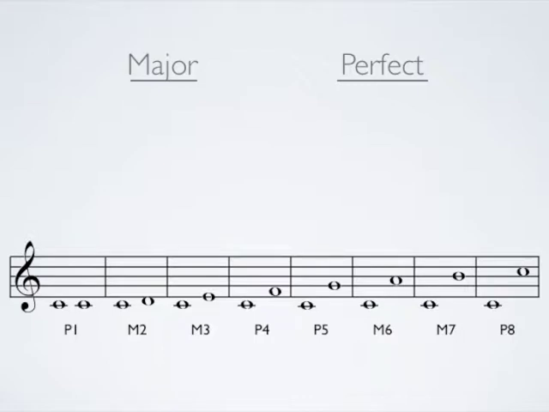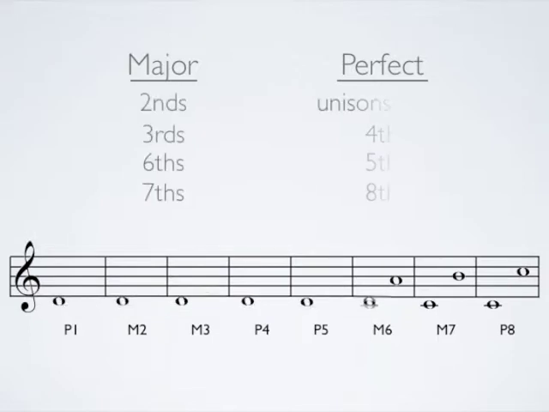If we move that lowest note up to D, we're going to have to use the key signature of D in order to keep all of these intervals either major or perfect. The key signature of D has two sharps, F sharp and C sharp. So here are the major and perfect intervals above D.